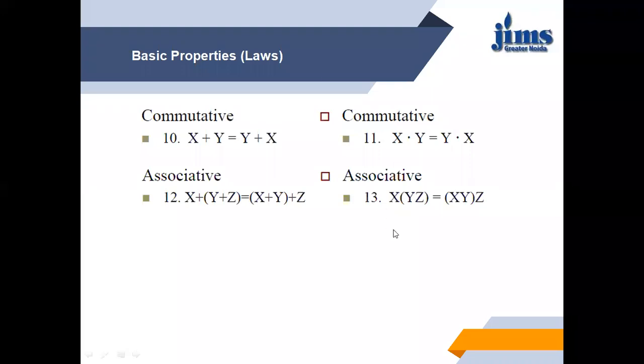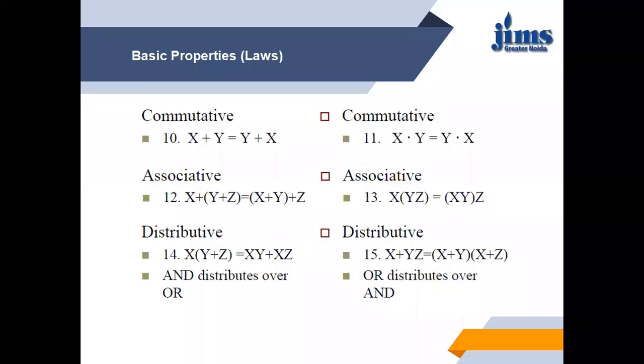Similarly, the property in the AND operation: x AND (y AND z) equals (x AND y) AND z. Here we have ANDed first y and z, then the result is ANDed with x. On the right hand side, we have x AND y, then the result is ANDed with the value of z. And here each and every variable can have only two values, either 0 or 1. That's why it is called Boolean algebra. Boolean is derived from the term binary.